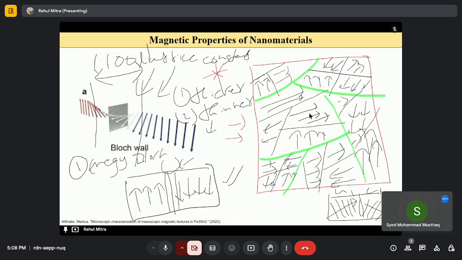That is about the Bloch walls. Now there is another called the Néel wall. Now the basic difference between the Bloch wall and Néel wall is that the magnetization goes to zero when going from one domain to another domain, but in the Néel wall the magnetization doesn't go to zero.